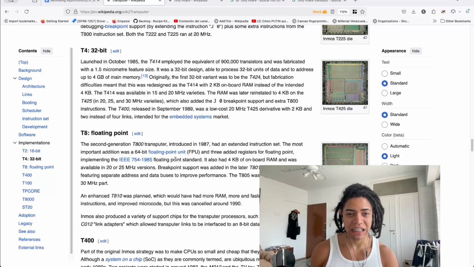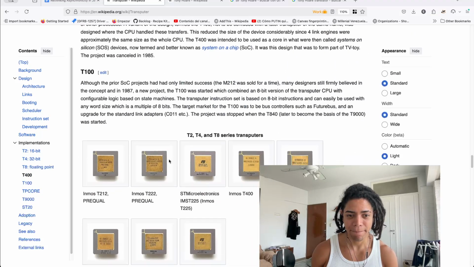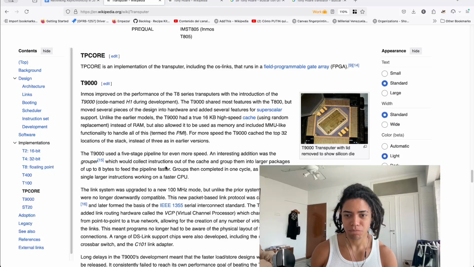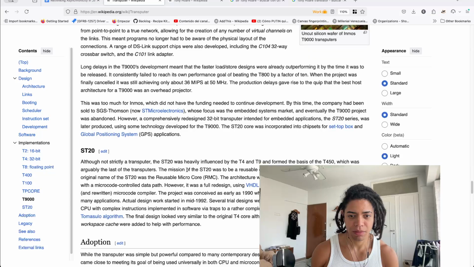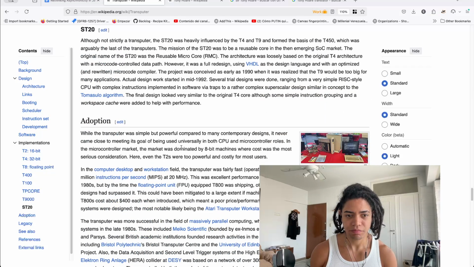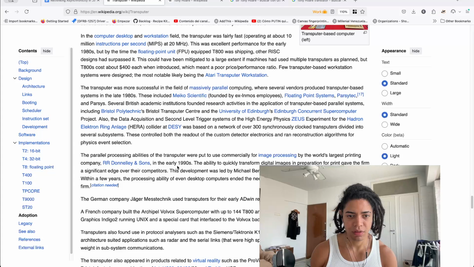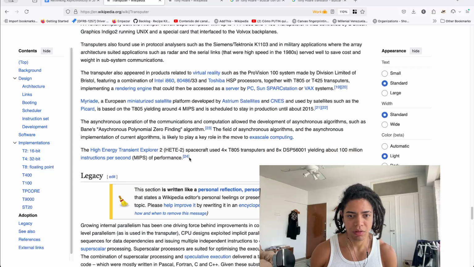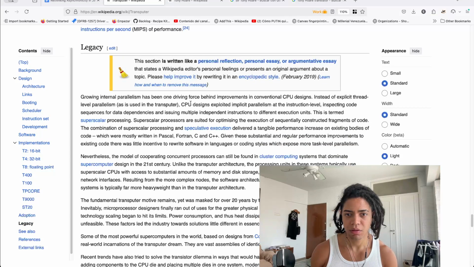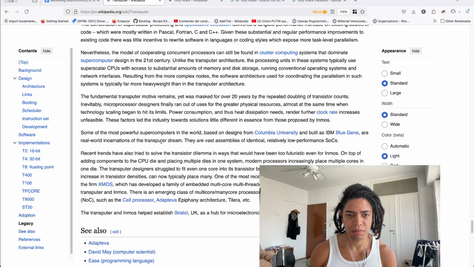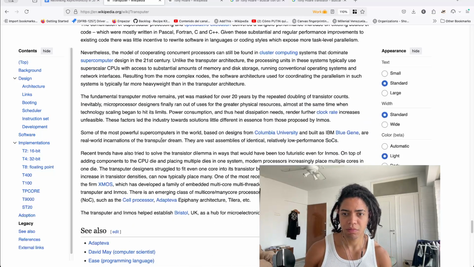Question: are they still available in the market? They are still available in the market. Adoption. And built as IBM Blue Gene are real world incarnations of the transputer dream.